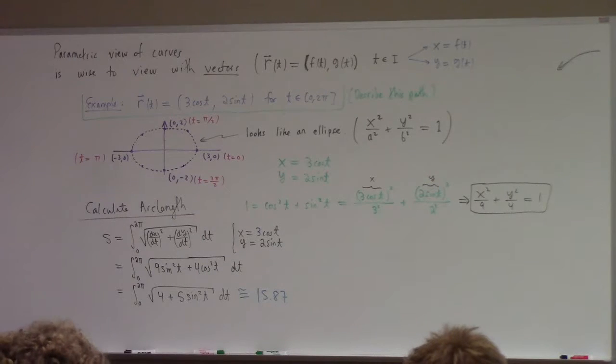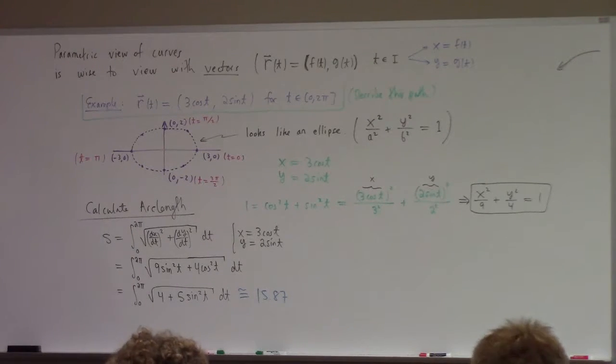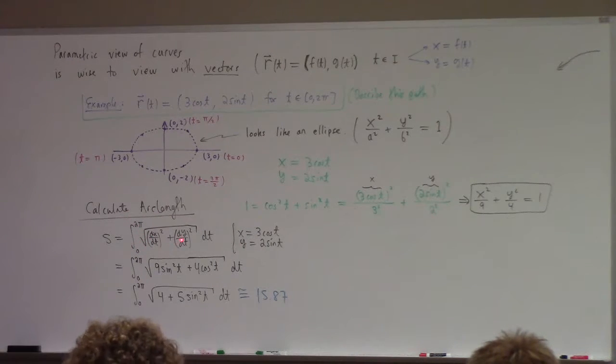Great. So that's a parametrized curve. We could have studied it last class. But the new thing that we have to do now is to calculate its arc length. What's its arc length? So we have to integrate from 0 to 2 pi the speed. The speed is the square root of (dx/dt) squared plus (dy/dt) squared.